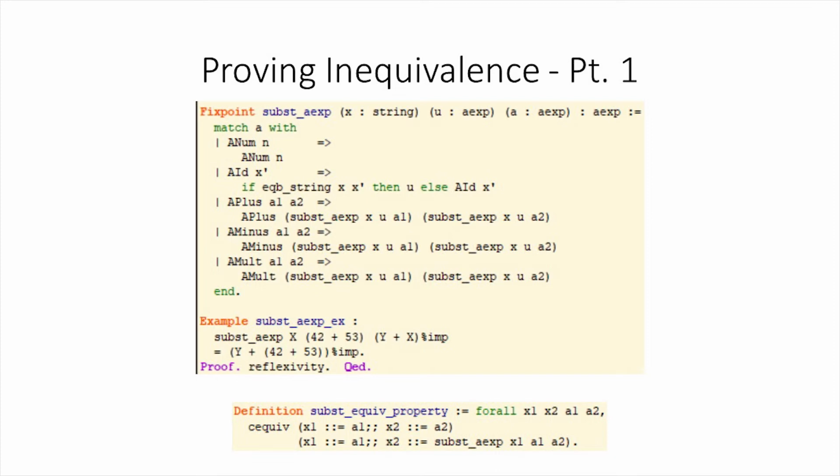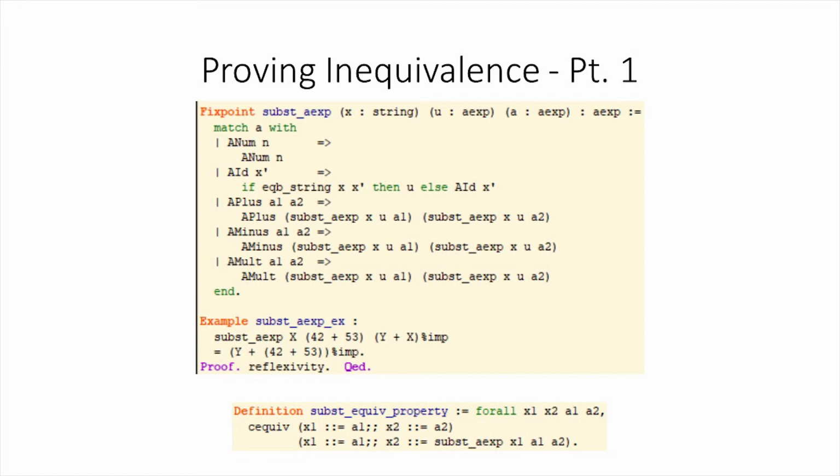So we see this shown in the Coq code for the SUBST AEXP substitution, where we show addition, so A plus, A1, A2, that yields X, U, and A1, and then X, U, and A2. And we have similar setup for A minus and A multiplication. So in the example, we have the SUBST AEXP X of 42 plus 53, and then y plus x, and we show that it is equivalent to y plus 42 plus 53.